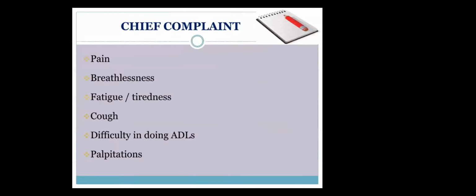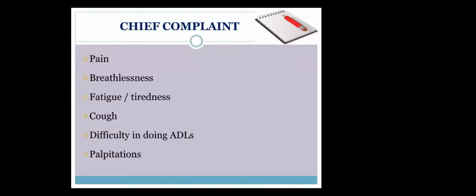Post demographic data, next would be chief complaint. The most common chief complaints associated with these patients are pain, breathlessness, fatigue or tiredness, cough, difficulty in doing activities of daily living, and palpitations. Pain could be either chest pain or radiating pain or referred pain, specifically if you're looking at acute cardiac conditions, or it could also be sternotomy related pain, like post-op pain at the suture site, if you're talking about post-op patients. This is followed by history of presenting illness.